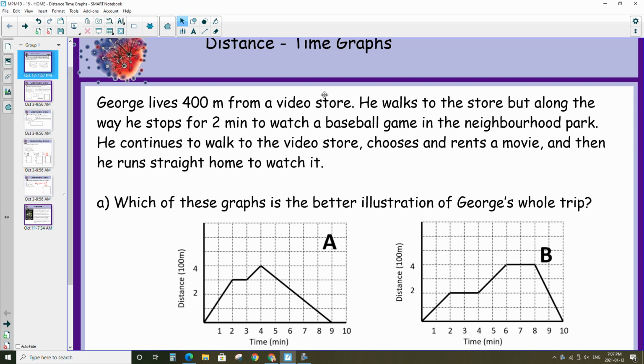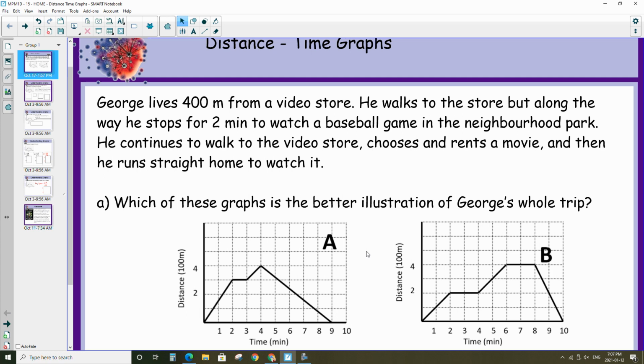graphs matches this story. So I want you to think about it while you're listening to me read it. George lives 400 meters from a video store. He walks to the store, but along the way he stops for 2 minutes to watch a baseball game in the neighborhood park. He continues to walk to the video store, chooses and rents a movie, and then he runs straight home to watch it. So which of these two graphs do you think would match that story?